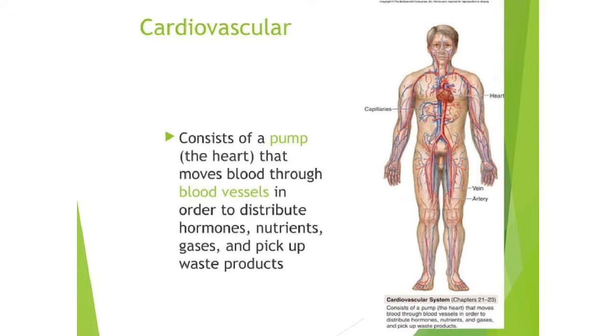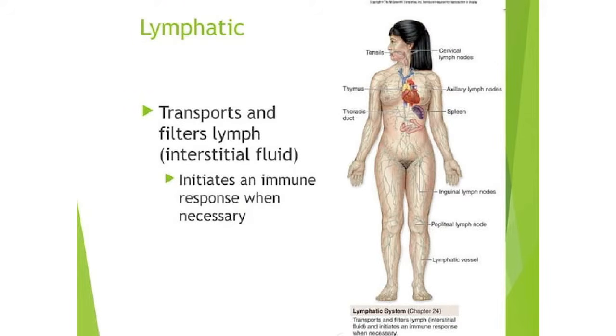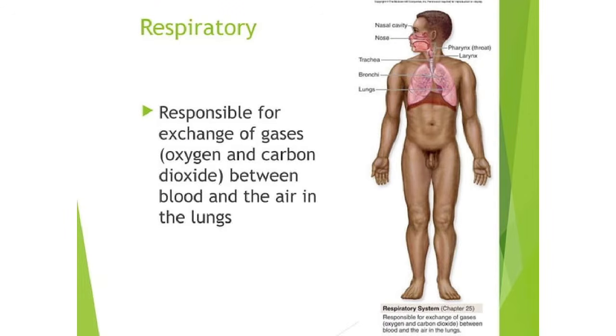Next, cardiovascular system means heart and blood vessels. Everything related to heart and blood vessels, pumping and storage, is under the cardiovascular system. Next, lymphatic system. Throughout our body, we have lymph fluid or interstitial fluid, and it initiates immune response when necessary. And the respiratory system helps to exchange gases, oxygen and carbon dioxide, between the air and the lungs.